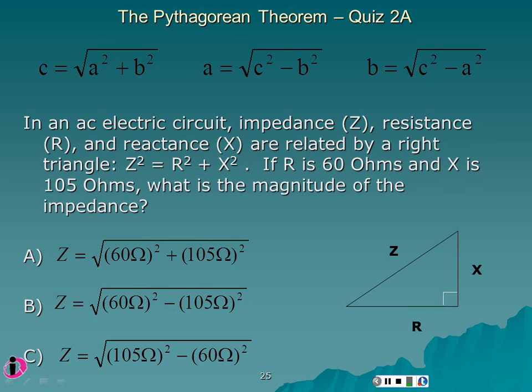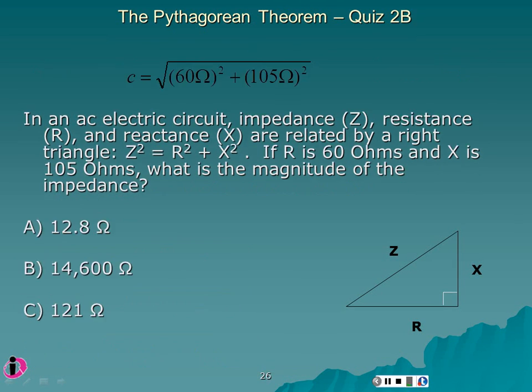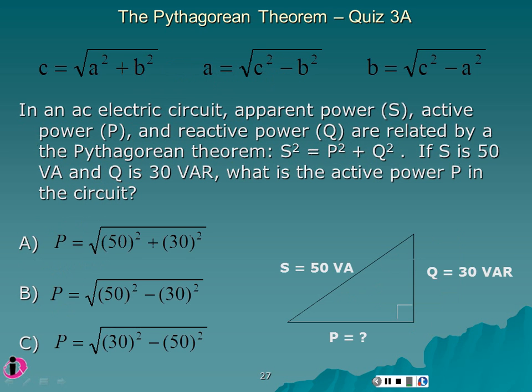Any question about this one? What is z? How much is z? Can you calculate the z for us? How much is z? 121. Everyone has 121 ohm. So the right answer is C. Another example.